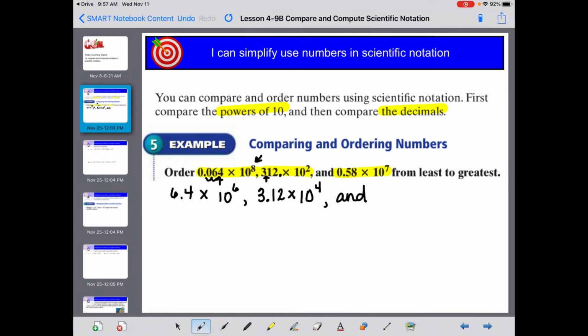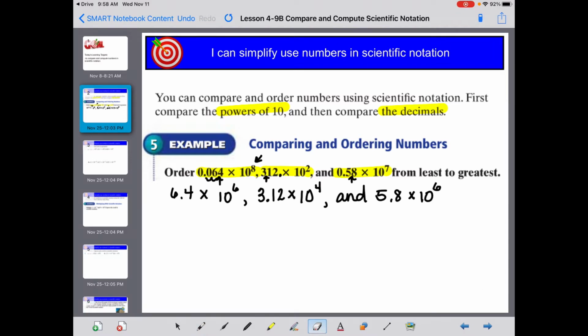The last number, 58 hundredths times 10 to the 7th, the decimal should be between the 5 and the 8. Now, from where it currently is, I would have to move the decimal 7 places to the right. But I would like to put it between the 5 and the 8, so that's one of the places. So 10 to the 6th power.